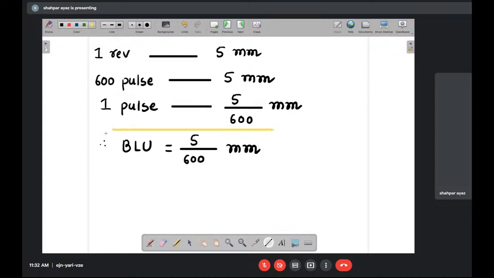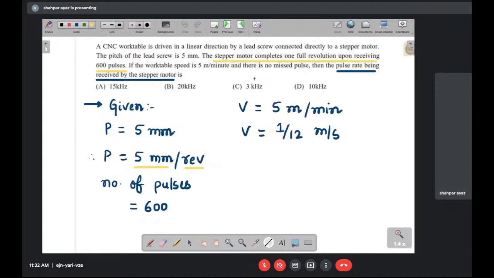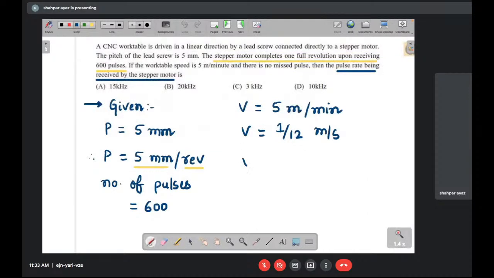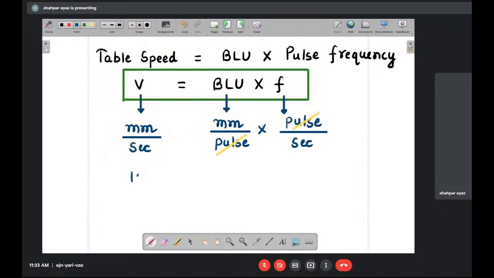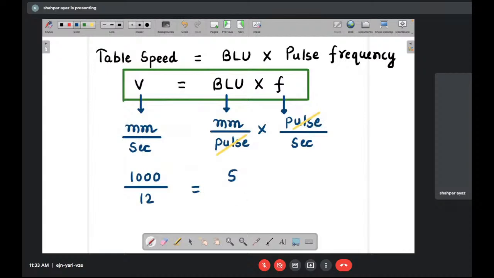Once we got the BLU, the table speed is given in meter per second, but here we need it in mm. So if I convert it into mm, this is 1000 by 12 mm per second. Now put this value, 1000 by 12 mm per second. BLU we have: BLU is 5 by 600 mm.